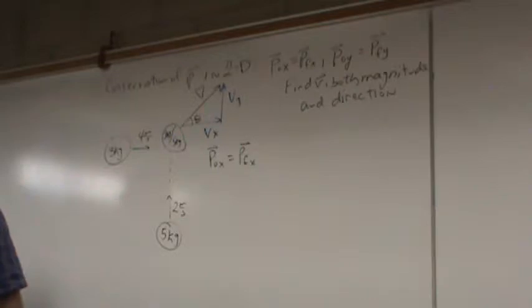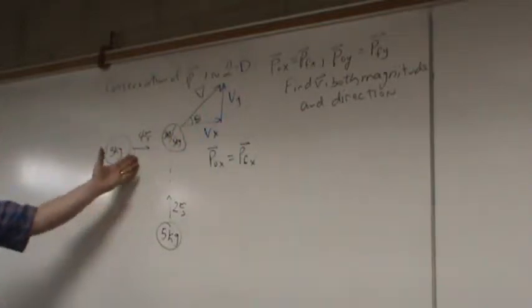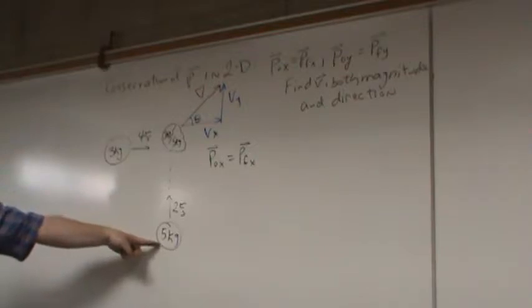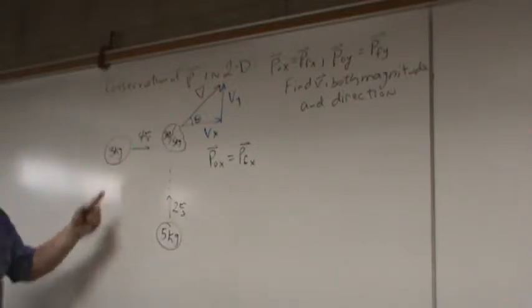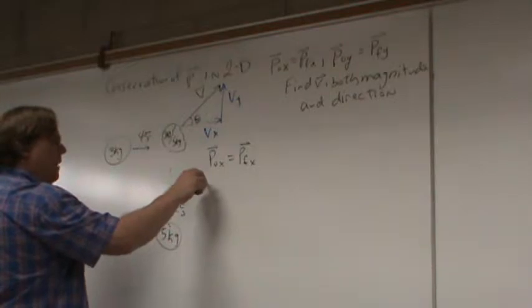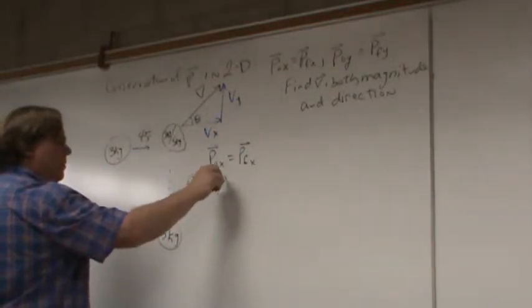How many people agree with her? Yay for each and every one of you. My initial momentum in the X direction is only 12. This guy is not making any contribution to the momentum in the X direction, only that guy. So I've got 3 kilograms times 4 meters per second.